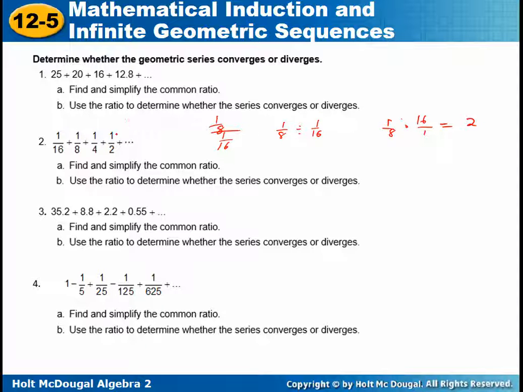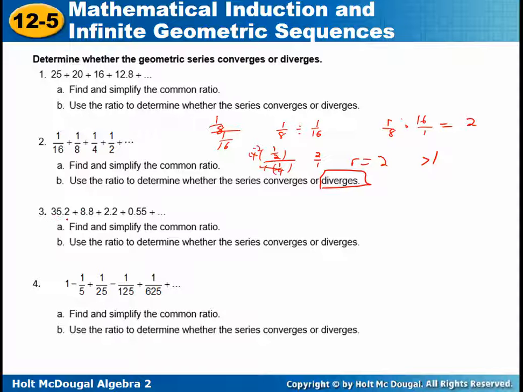And you can check 1/2 divided by 1/4. We could do it this way too, it's a little faster. That goes in there 2 times, so this would be 2 over 1. So our common ratio is r equals 2. Now that is a number that is greater than 1. So therefore this diverges and there will not be a sum.